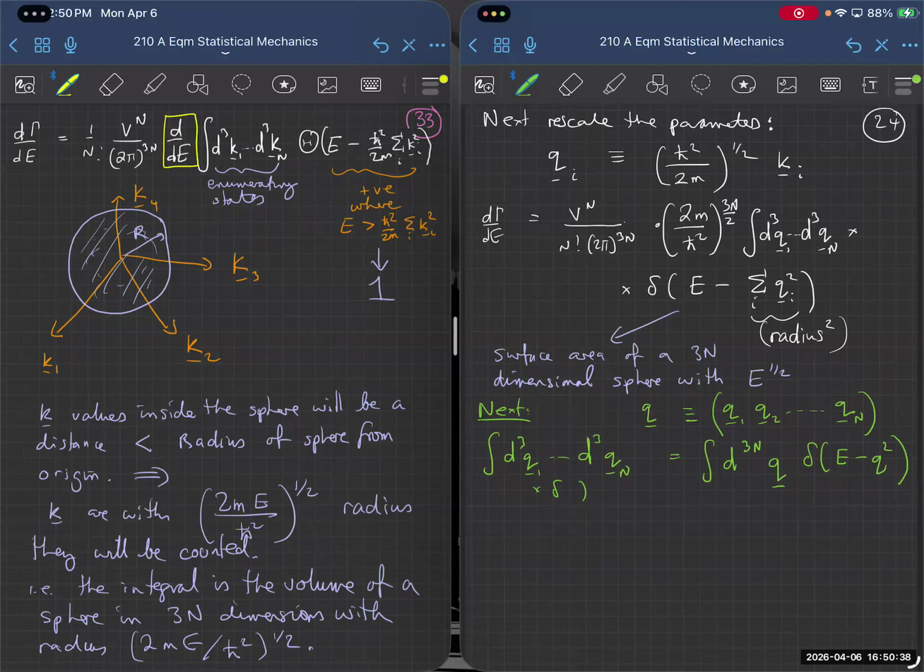Okay, now we're going back to doing it in terms of the delta function. Yes, we could go back and forth between either of them. Do you happen to know what the volume of a 3n dimensional sphere is? I didn't think so. So we're going to calculate it.